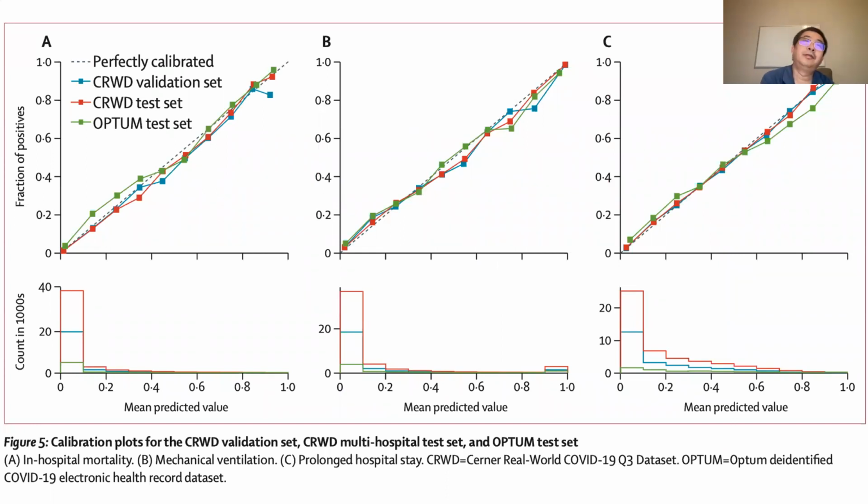Also, for real-world deployment, we'll see how the model can be calibrated. We see it's overall pretty well calibrated, meaning the predicted value and the fraction of positives are very highly correlated along that diagonal line.